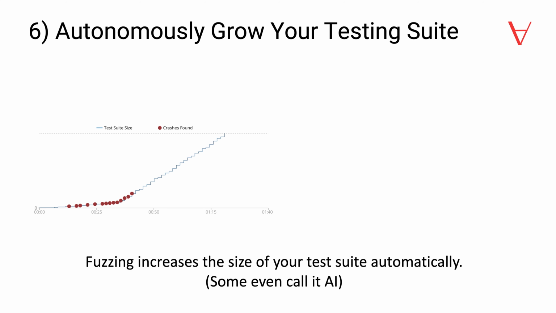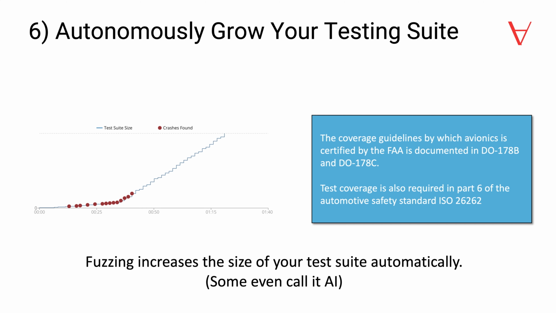So finally, fuzzing autonomously grows your test suite. As I showed you in that simple example, fuzzing generated a test suite that got code coverage. It tested every line of code. And that's what we see. The longer you run a fuzzer, it's not just going to find crashes and bugs, but it's going to grow your test suite so that regression testing is more thorough, and you have higher confidence in your code. Because it's automatically learning as it runs, some even call fuzzing AI.